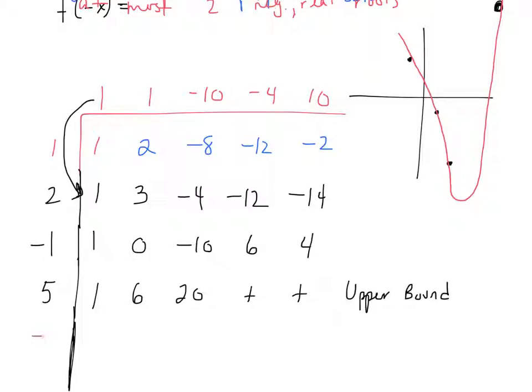So we test -5. Read me your line. What do you got, Nina, for -5? I got 1 and -4, 10, -54, 280. And 280, which makes that a lower bound, right?